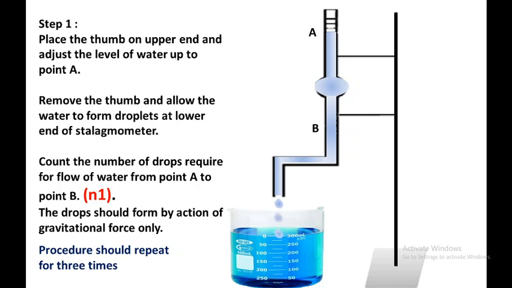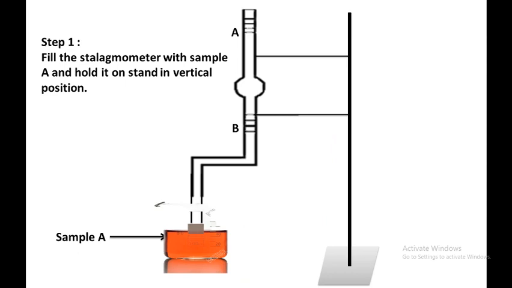Then count the number of droplets required for the flow of water from point A to point B and consider this number as N1. Repeat the same procedure again 2 times, so you will get 3 different readings of the number of drops of water. Next, again discard the water, dry the stalagmometer and fill the sample, that is the liquid under test, up to mark A.